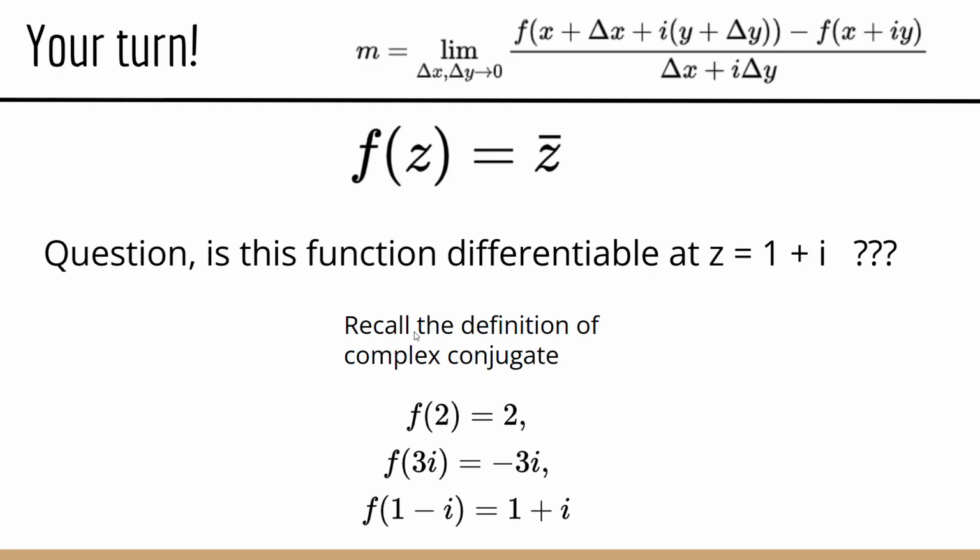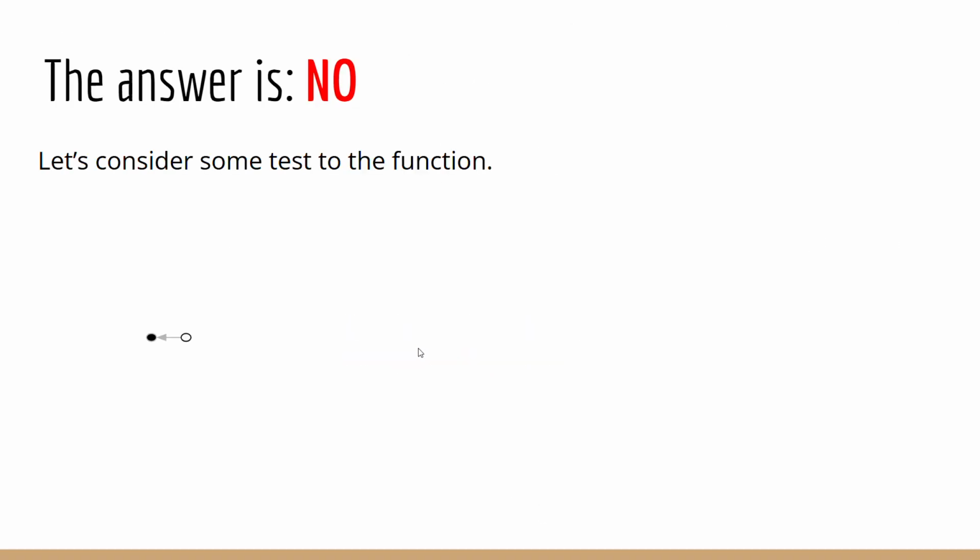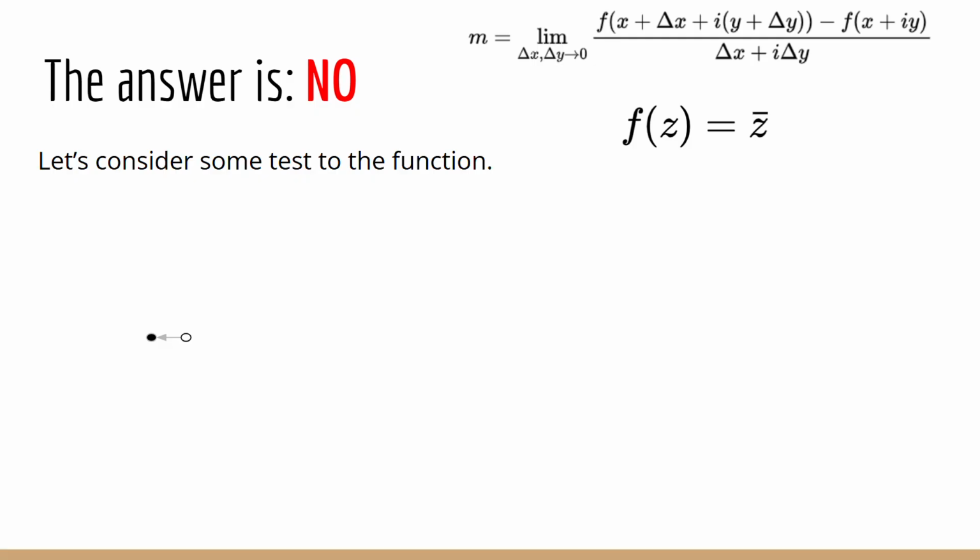Recall the definition of complex conjugate, right? So f of 2 equals 2, f of 3i equals negative 3i. So basically the real part doesn't change, and the imaginary part has its sign flipped around. Okay. Alright, time's up. So the answer is no. This is not complex differentiable.